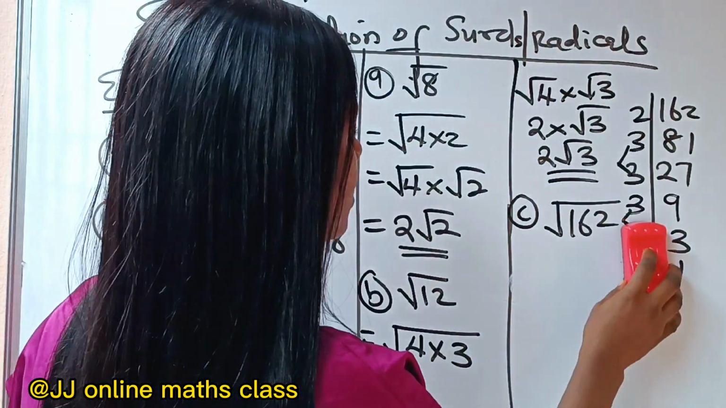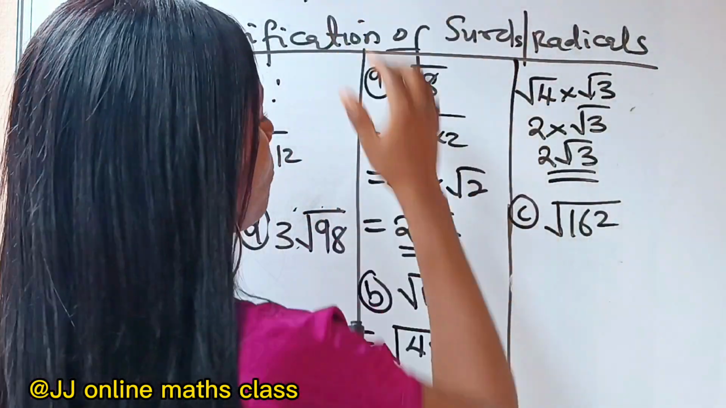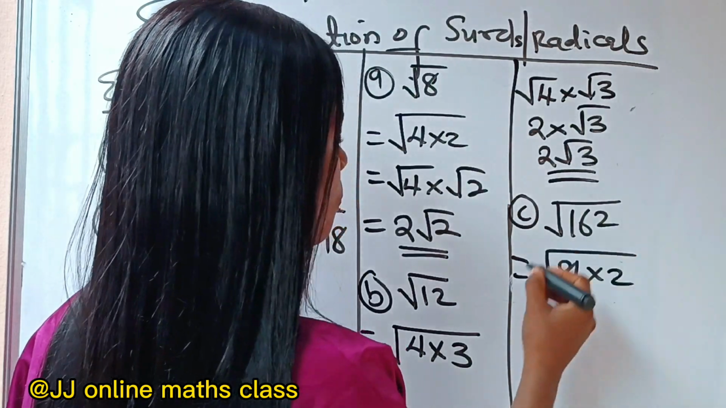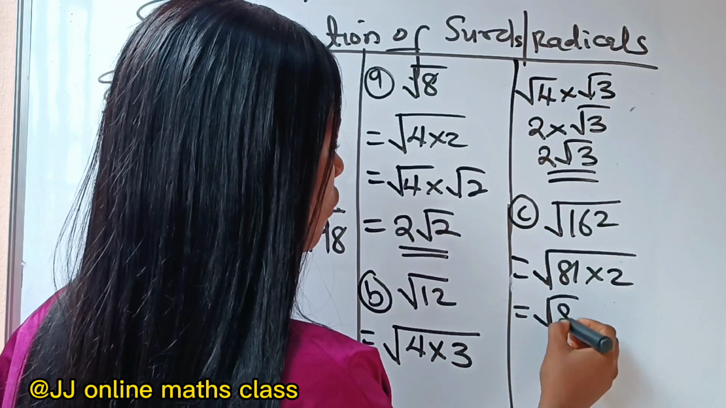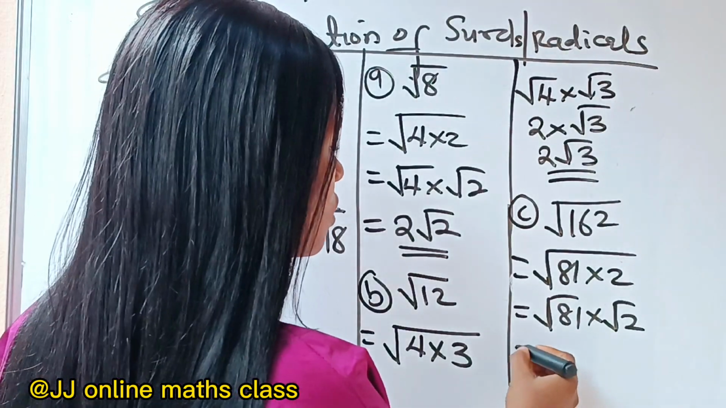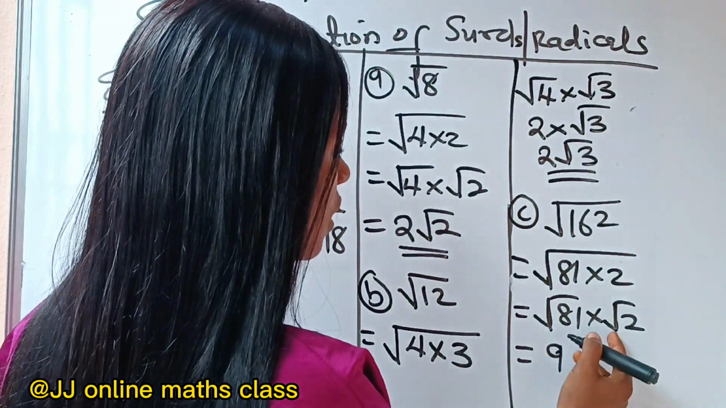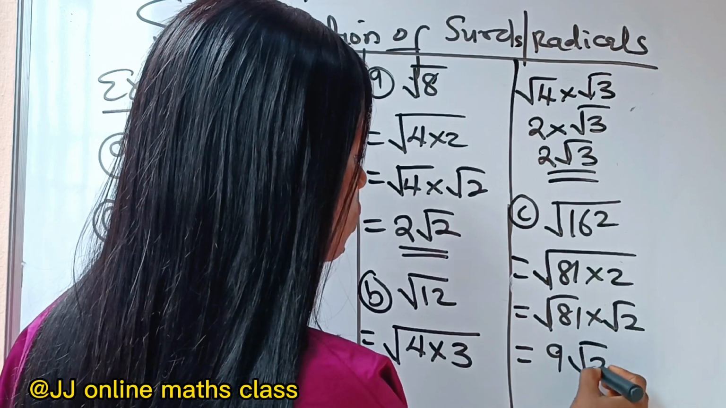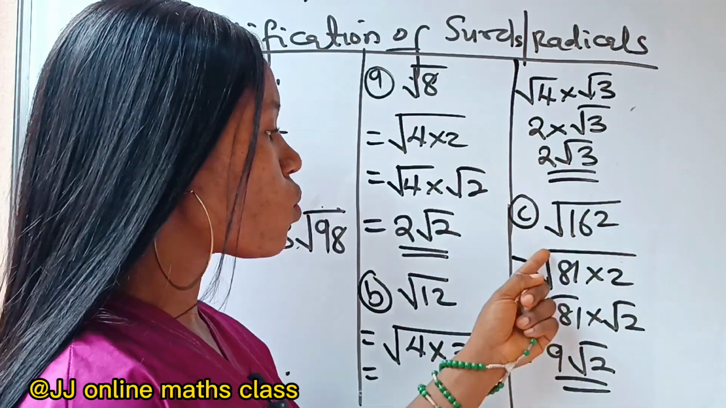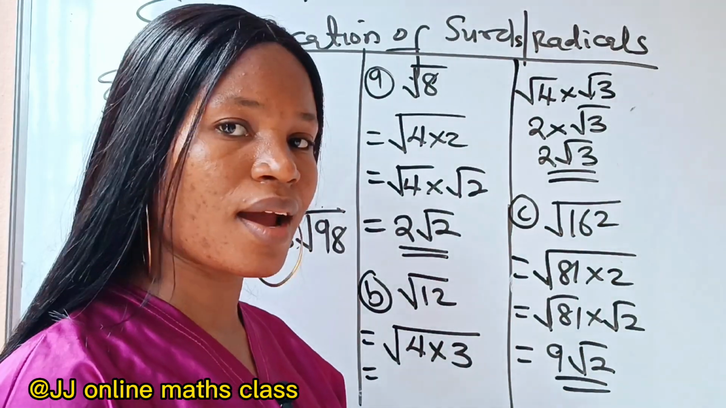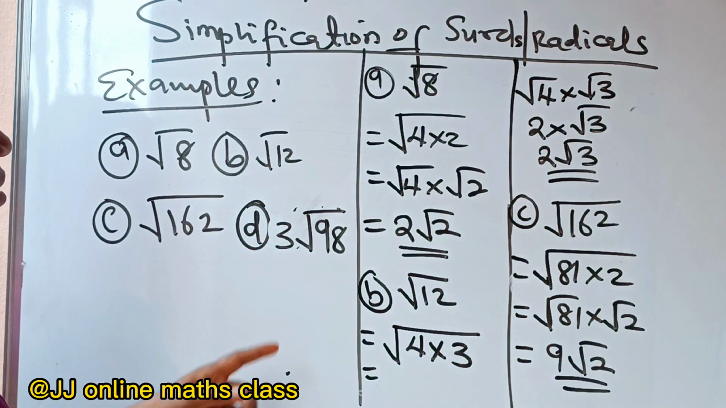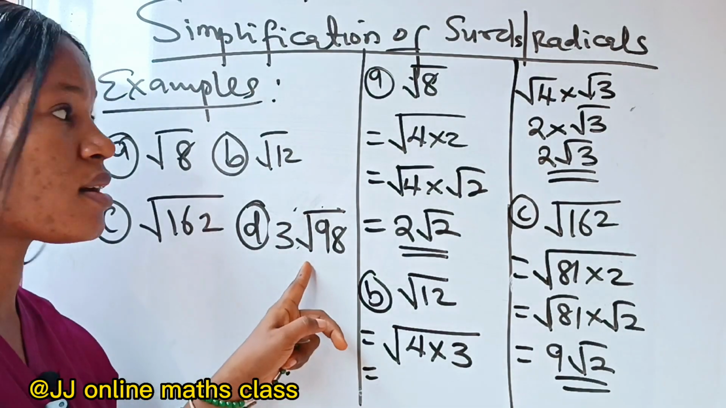So we can then express this as what? Square root of 81 times 2. This is the same thing as square root of 81 times square root of 2. Okay, so square root of 81 will give us 9, times root 2 will give us root 2. So it means that the simplest form of root 162 is what? 9 root 2.